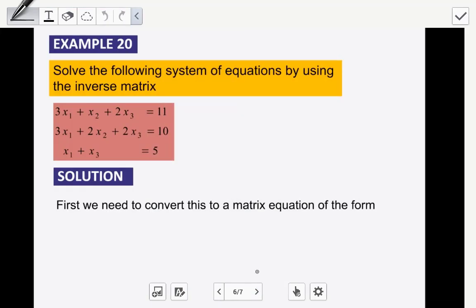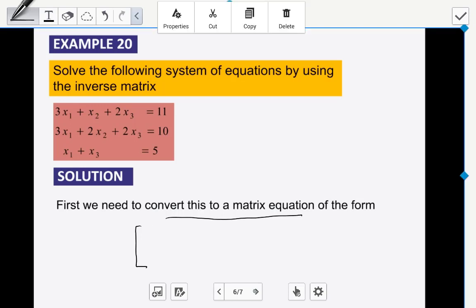Now let's say they have given us 3x1 plus x2 plus 2x3 equals 11 and so on. Solve the following system of equations by using the inverse matrix. Remember, we're going to try to convert this to a matrix equation. So how do you convert this to a matrix equation? You can try this, students.